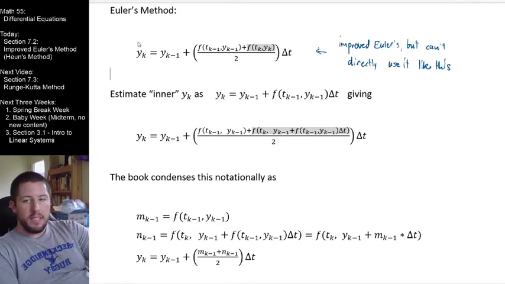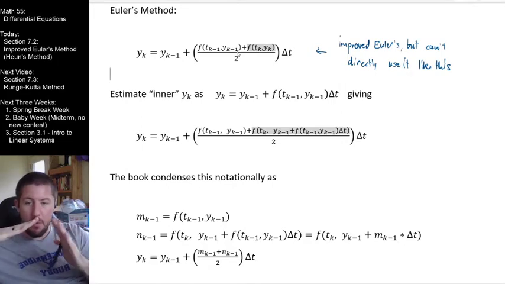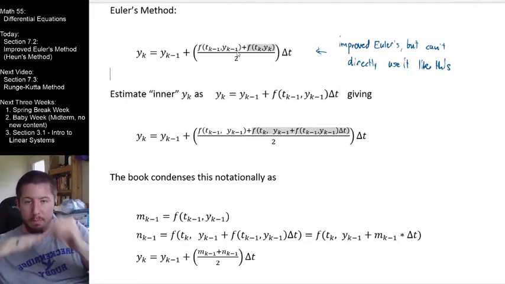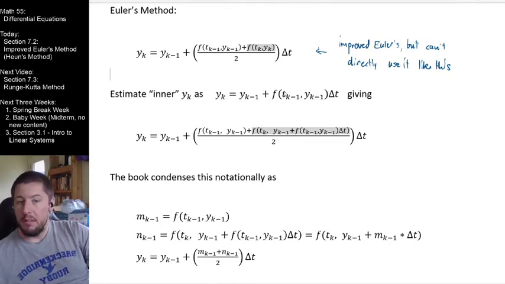So our deal here is this is y equals b plus mx, where our slope is really the average of two slope estimates, the slope at one point and the slope at a slightly later point. But the whole point is we're trying to predict where that later point is, so it's hard for us to get our slope estimate. So this term that I've grayed right here is how we're going to estimate what f of t sub k, y sub k is using regular Euler's method. This is regular Euler's method, predict y sub k using y sub k minus 1.